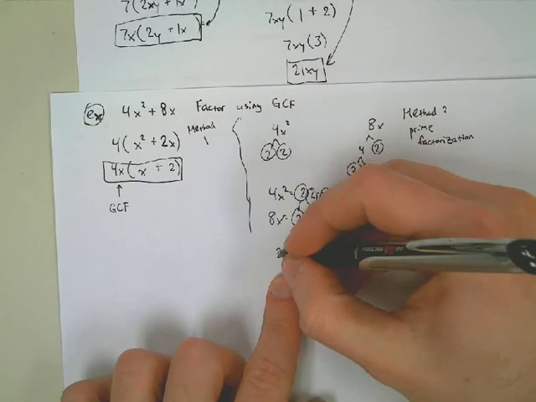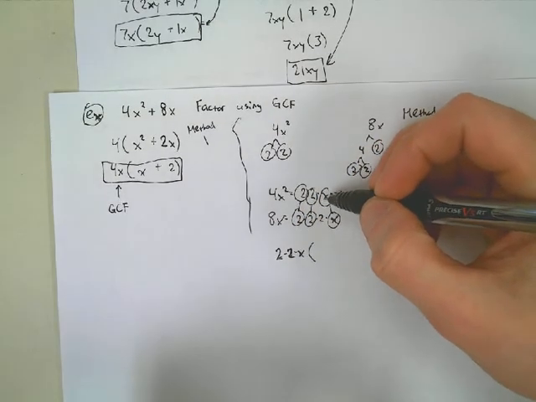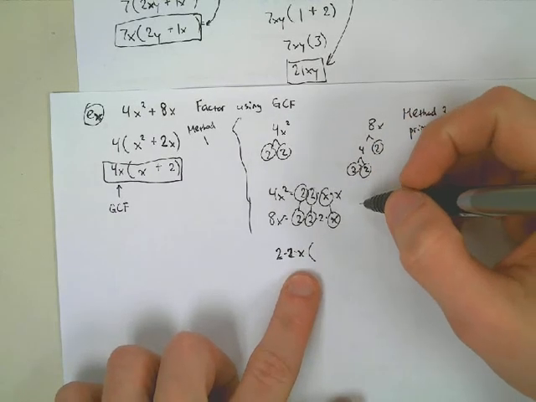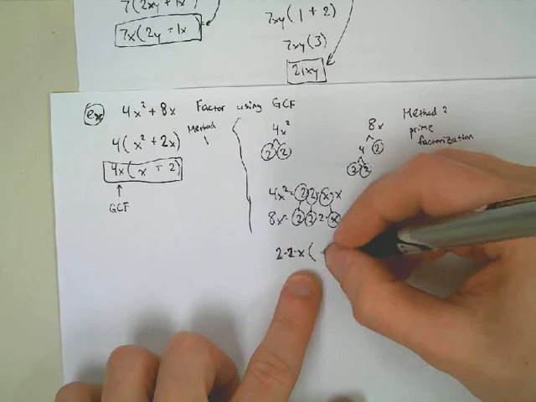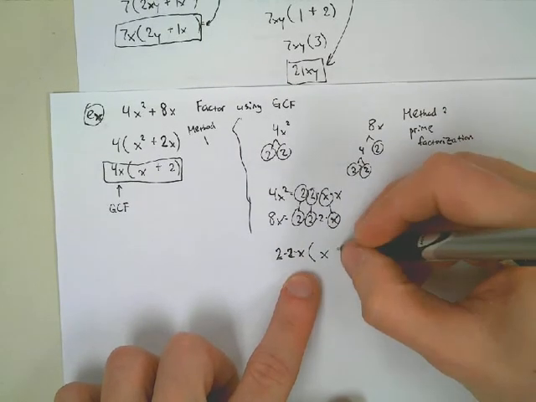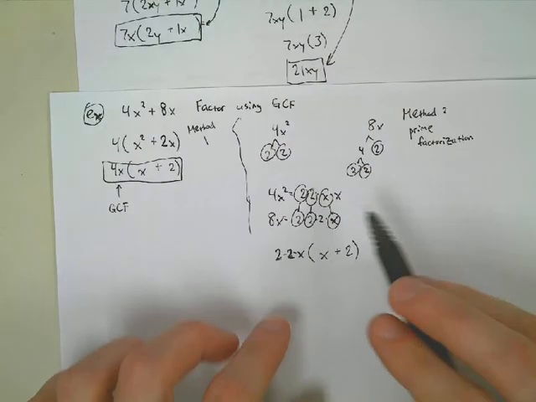Well, from the 4x squared, there was an X. From the 8x, what was left over? A 2. Where'd you get the X? They were what was left over. They weren't paired up. They were unpaired. And what's 2 times 2 times X? 4x. And there's X plus 2. And look at that. They're the same thing.